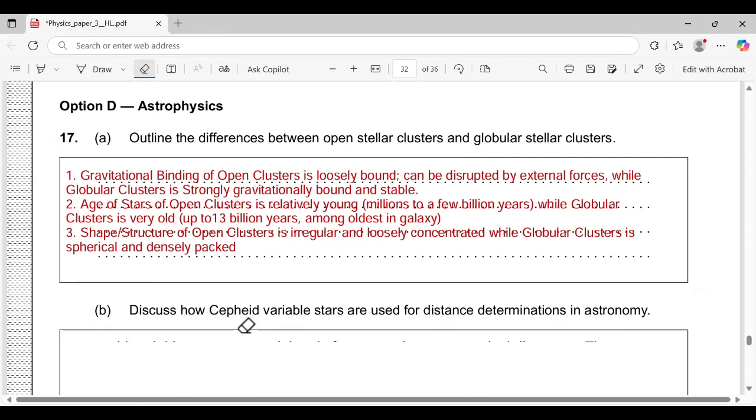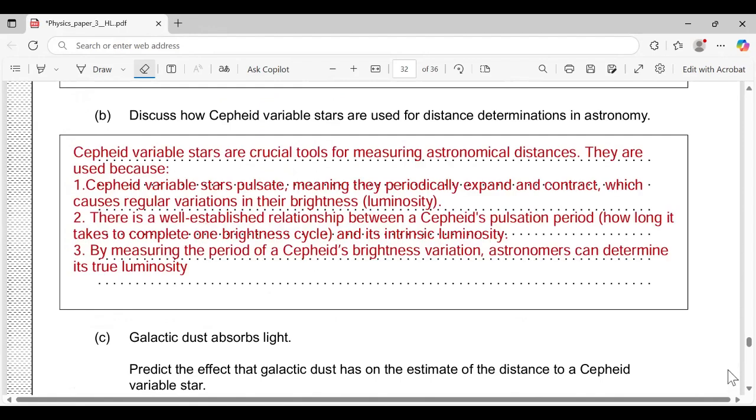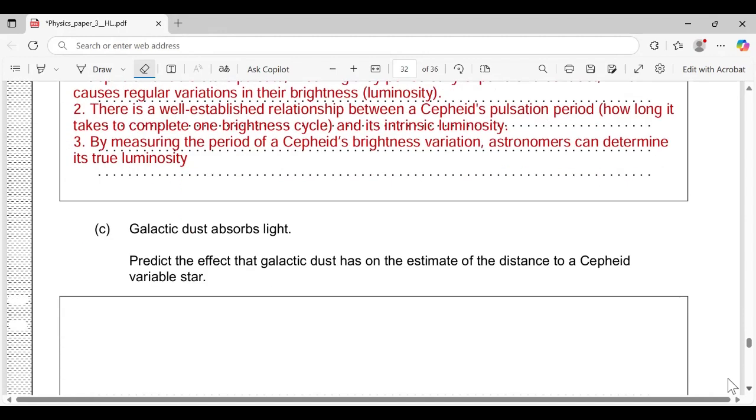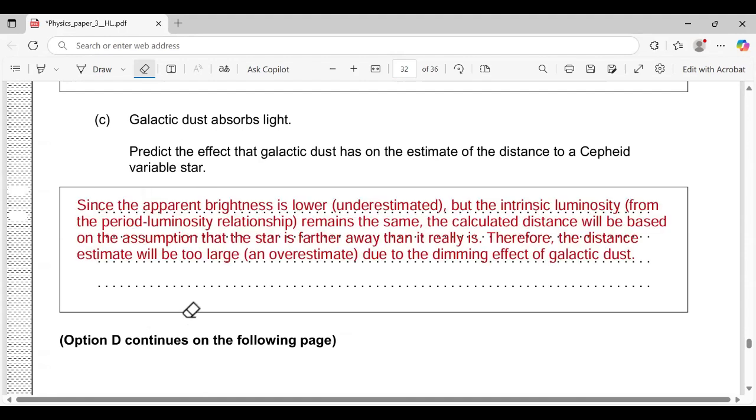Right, let's continue. Discuss how Cepheid variable stars are used for distance determination in astronomy. I have provided my explanation for this question. So I think this is clear. And the next question: galactic dust absorbs light. Predict the effect that galactic dust has on the estimate of the distance to a Cepheid variable star. I have provided my answer for this question.